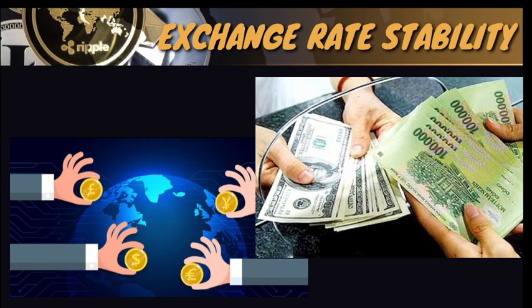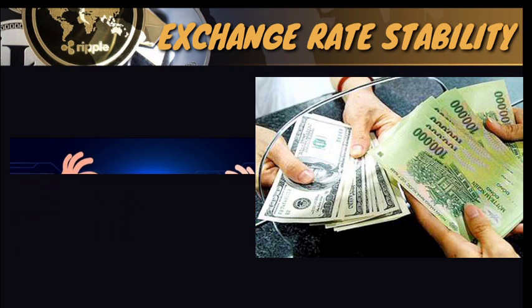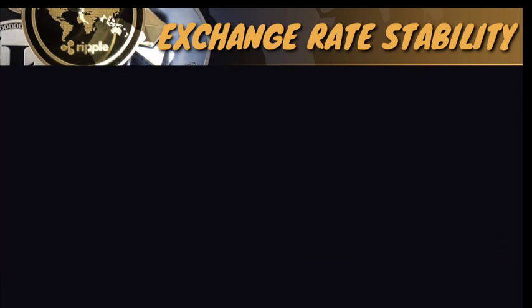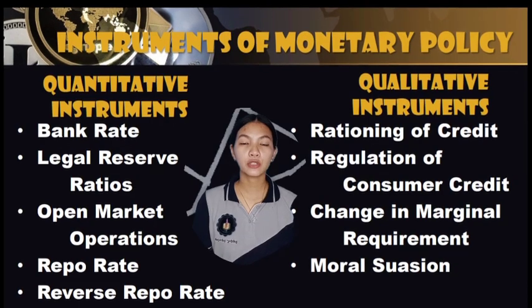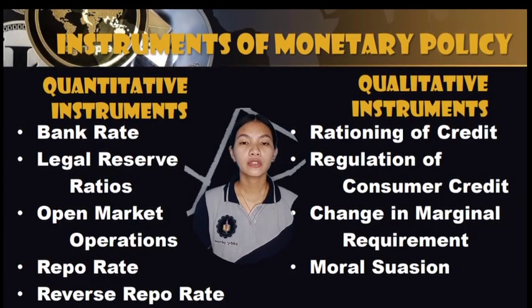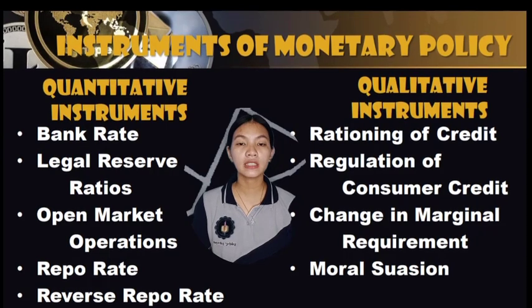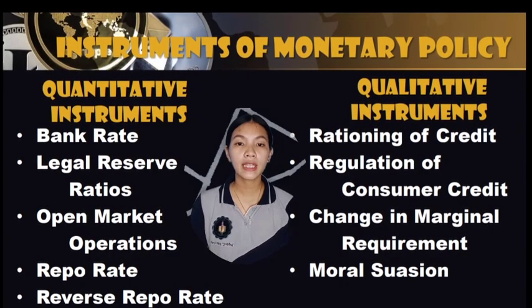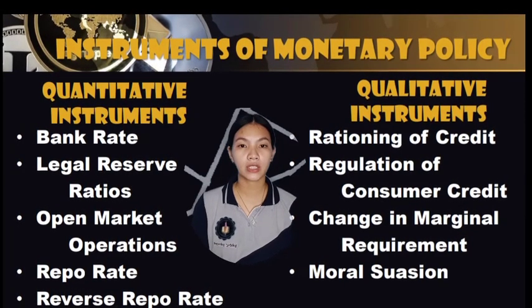So after discussing the objectives of monetary policy, by implementing effective monetary policy, according to Fed, it can maintain stable prices which will support conditions for long-term economic growth and maximum employment. Let us now enumerate the instruments of monetary policy. So the instruments of monetary policy is divided into two, the quantitative instruments and qualitative instruments.